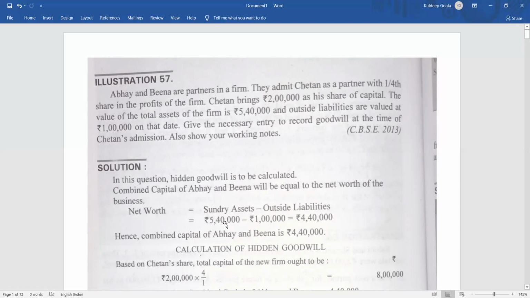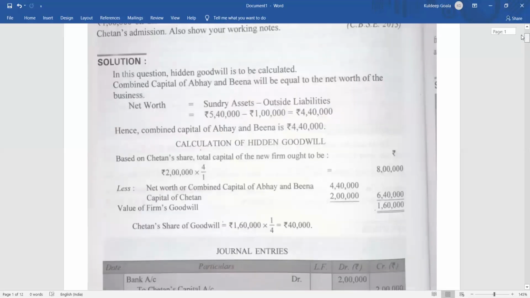The net worth refers to how much has been invested in the business, the capital employed, that is 4,40,000. And today the total capital, or the total value of the business, is 8 lakh. Understood? So what is the extra value of the business? Exactly 8 lakh minus 4,40,000, and also we are going to deduct the value of this particular capital. Why? Because that will also be added to this net asset, the net worth.